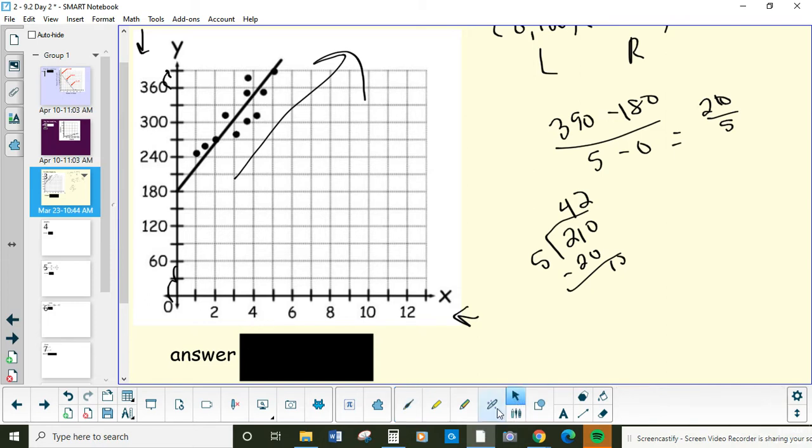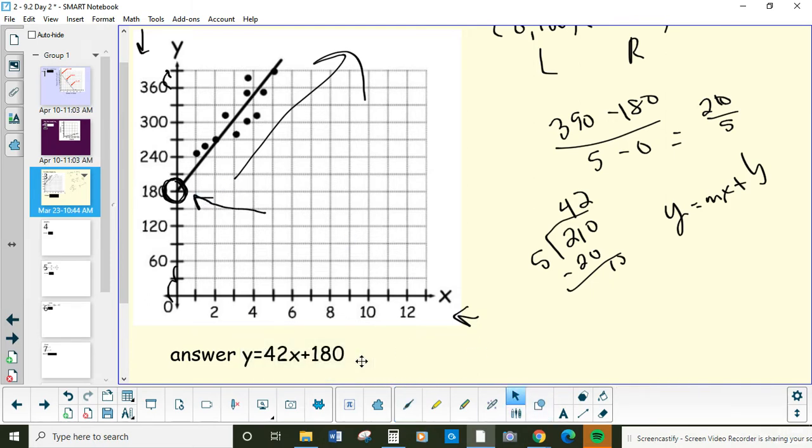But anyways, we're actually done. Because you guys, if you look, you can see where it hits the y-axis. Right? We don't have to take a point. We have to take one of those points and plug it into y equals mx plus b and solve for b. I can see the b is right there. So my equation is done. It is y equals 42x plus 180.